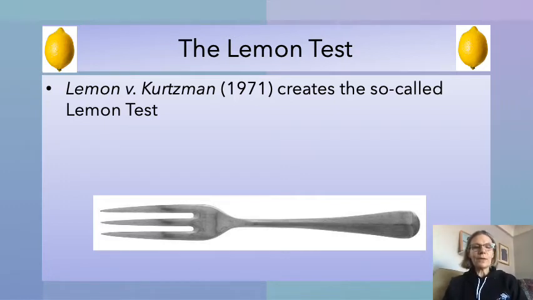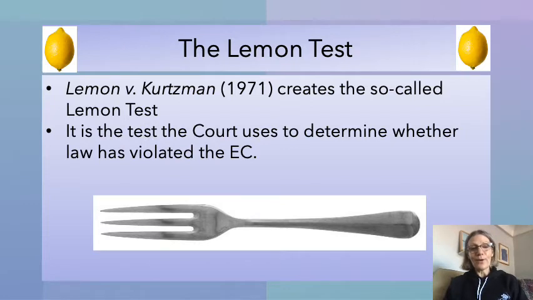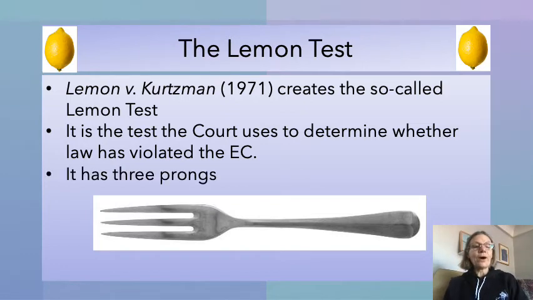But Lemon v. Kurtzman is the case that establishes the so-called Lemon test. And it is the test that the court uses sometimes to determine whether or not a law has violated the Establishment Clause. And there are three prongs to the Lemon test. And each of the prongs springs forth from a specific case that you're going to be reading about in your textbook. And so let's take a look on the next slide at the cases that establish the 3 prongs.